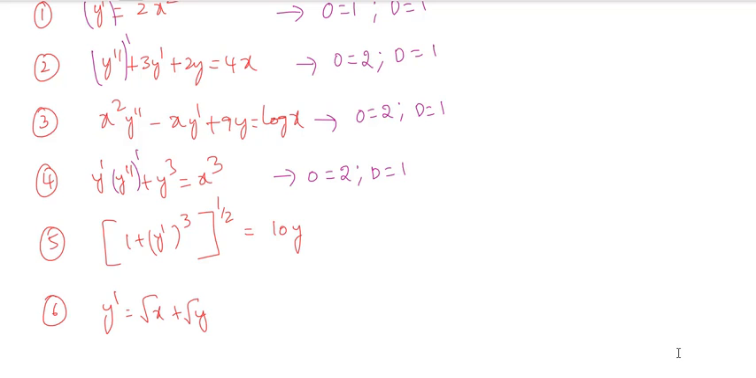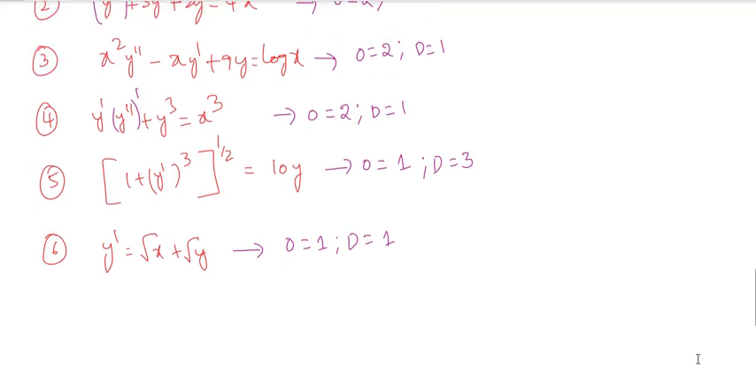This also, again I need to make it free from the radicals. 1 plus dy by dx whole cube whole power 1 by 2 will be there. So if I want to make it free from the radicals, I need to square on both sides. 10 into y square will be there. Here the 2 will get cancelled. In this case, the order will be 1. The power, the degree, that is 3 will be there. Am I right or not? This also, the order will be 1. Degree will be 1. Am I correct or not?